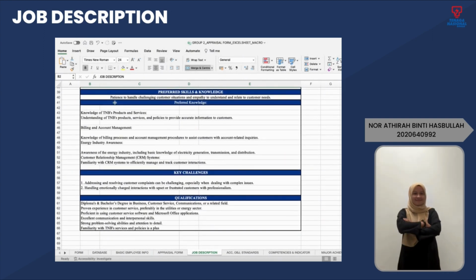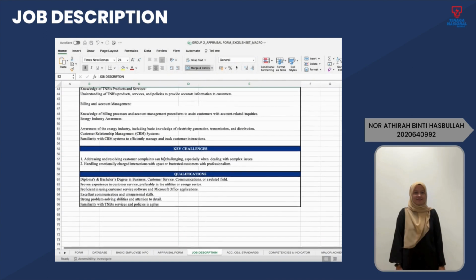To work in the role of customer service officer, the employee needs to possess the criteria listed here. For example, knowledge of the NB product and service, understanding of the NB product, billing and accounting, knowledge of the billing process, awareness of the industry, and including basic knowledge of electricity generation. They also have to know about customer relationship management, which we know as CRM systems.